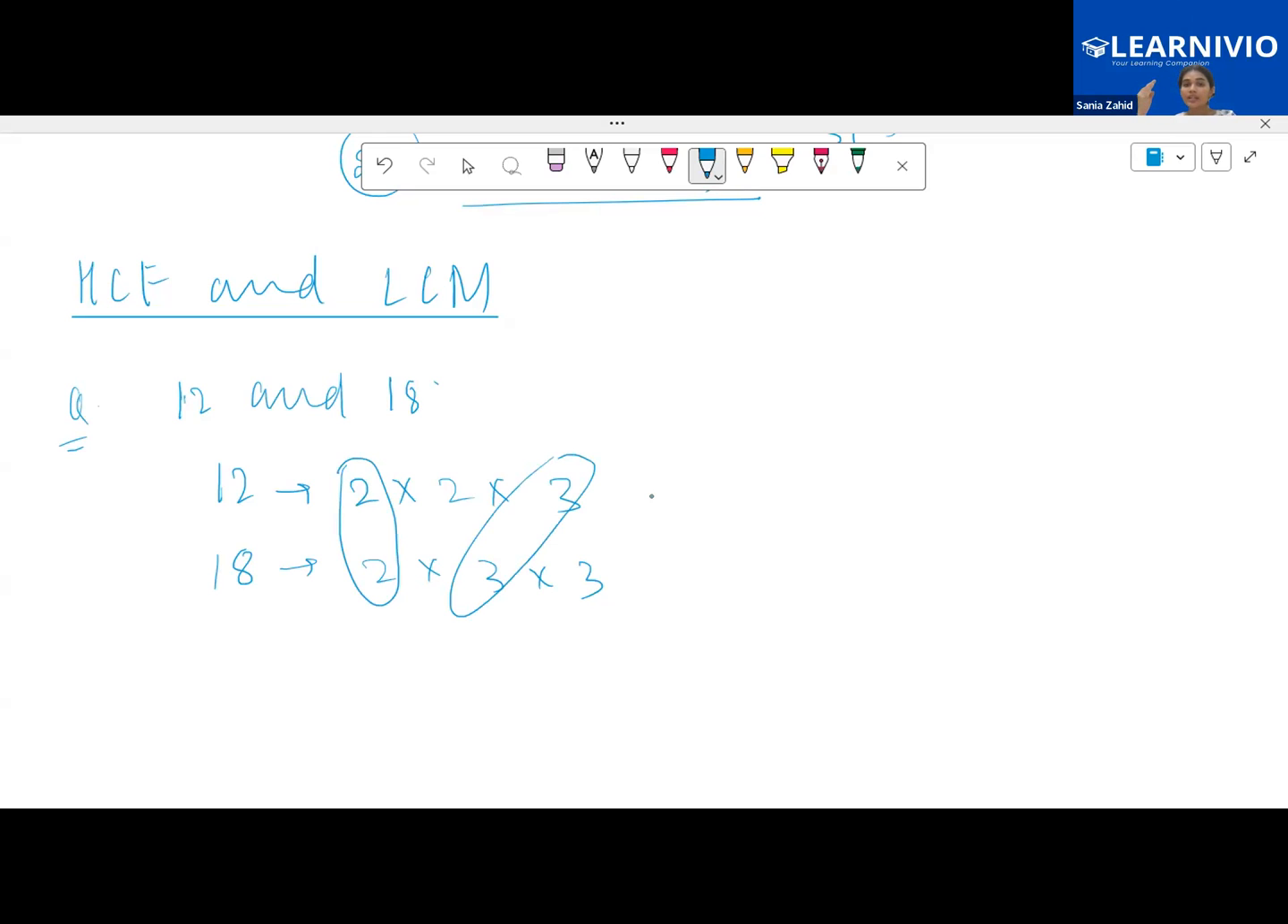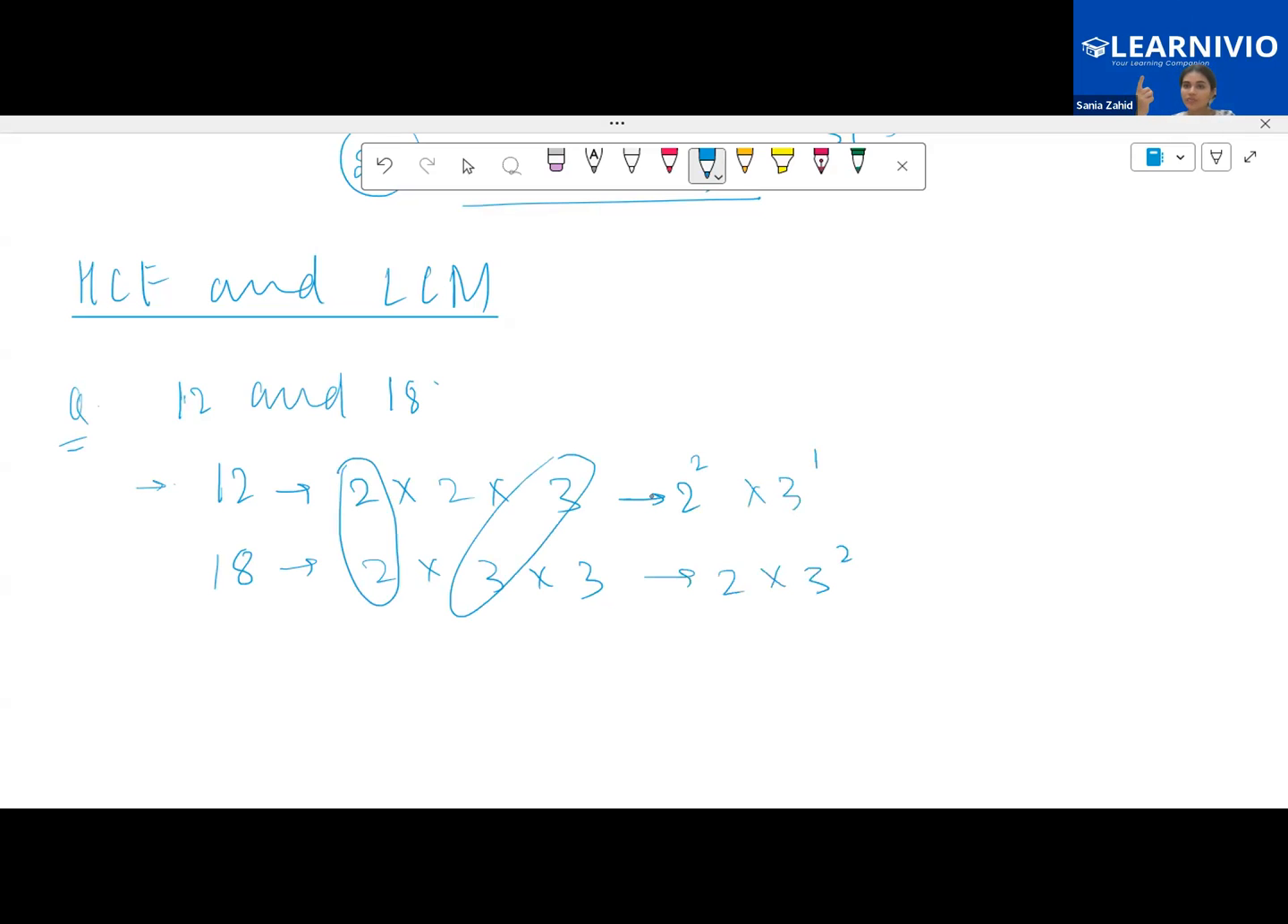Now you identify in which of the following is the least power of the common factor. For example, here the common factor is 2. In the first one, it's 2 squared and 3 to the power 1. And here it is 2 into 3 to the power 2. So you will take the lowest power of the common factor.